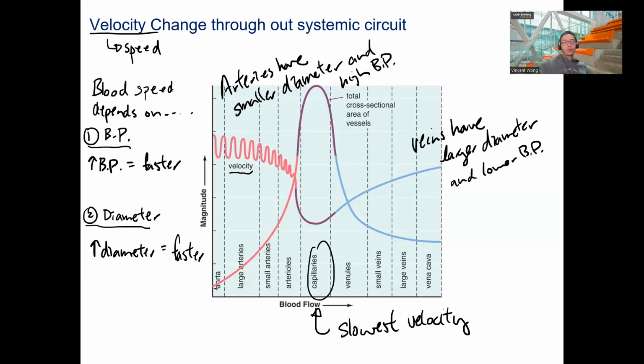Okay, the last graph is total cross-sectional area. Now, what does that mean? It means if you lay out all the blood vessels of the body, which one would cover the most area? It turns out capillaries will have the most total cross-sectional area. I was just telling you guys, every inch of your body is covered by capillaries, and they are everywhere. So even though individually the capillaries are really small, because you have so much of them, you end up covering a lot of cross-sectional area.